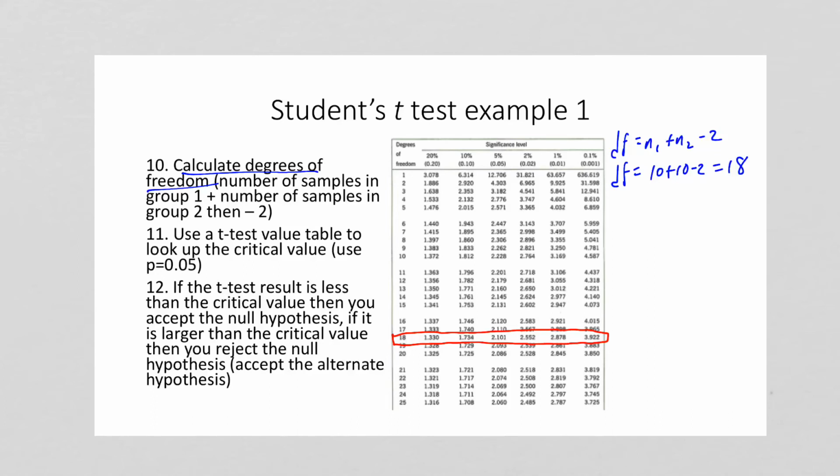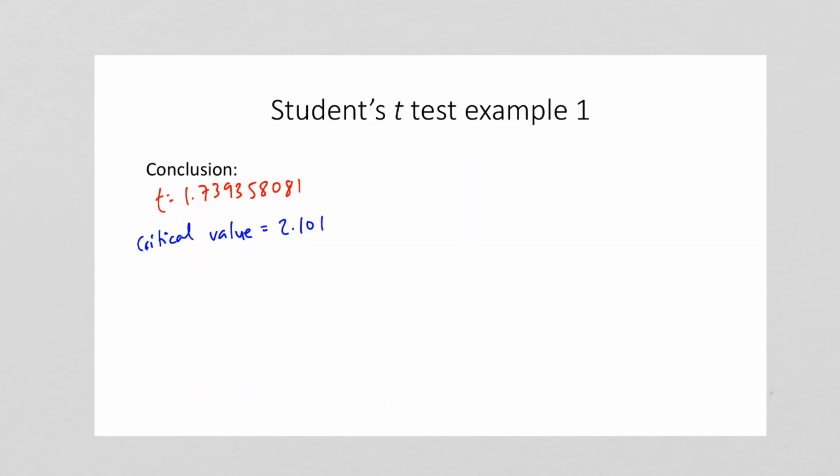We are always, unless the question asks us differently, going to use p is 0.05 as our default. So that is this column here, which means the value that we're looking for is 2.101. So our critical value is 2.101. Now all that we need to do is compare those two together, our t-test and our critical value. Our t-value was 1.739358081. Our critical value was 2.101. So our t-value is less than our critical value.